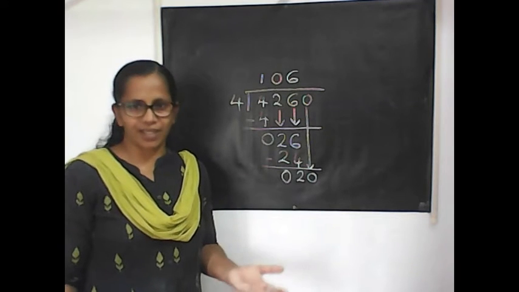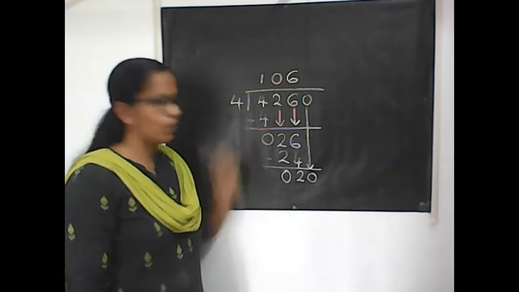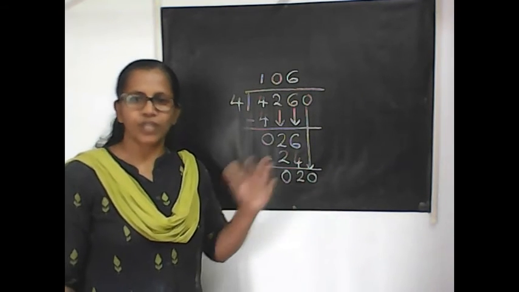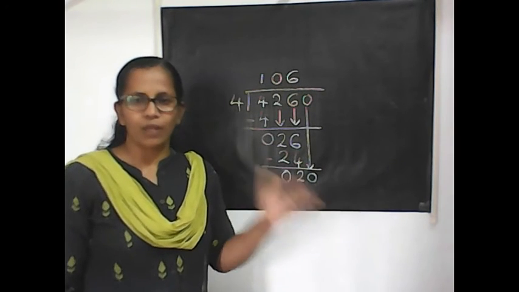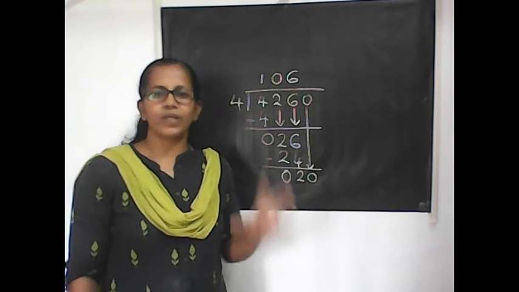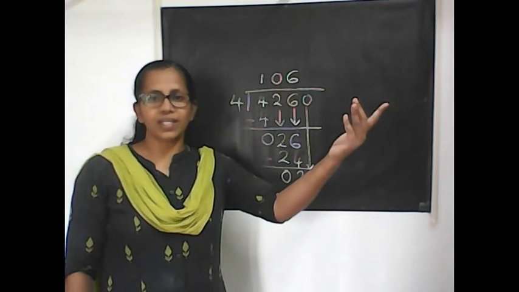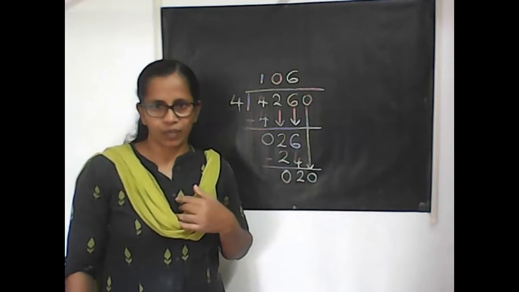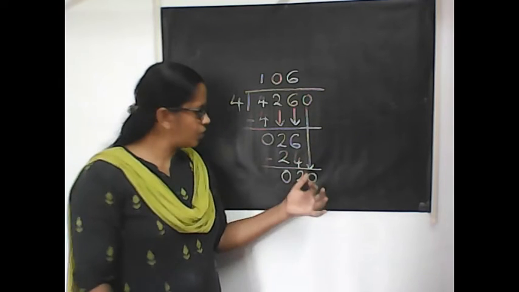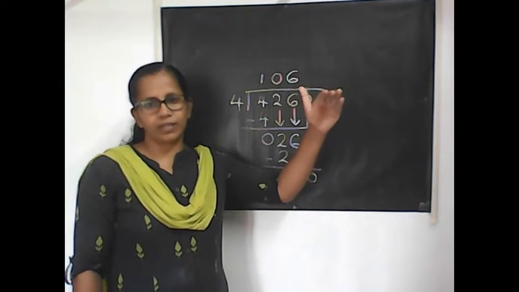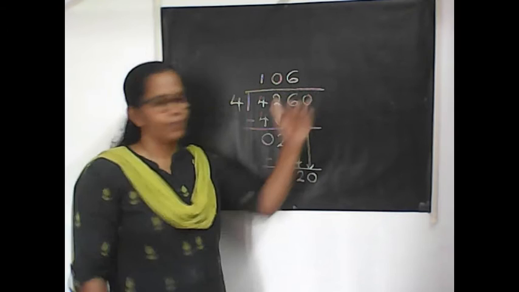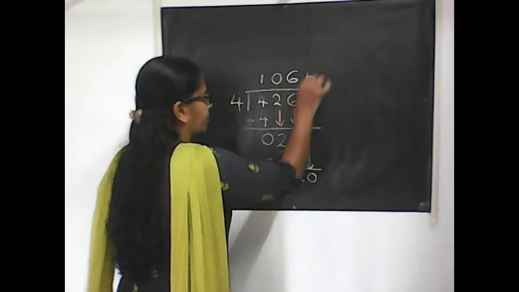How many times can I take? For that, say the table of 4. 4 1s are 4. 4 2s are 8. 4 3s are 12. 4 4s are 16. And 4 5s are 20. 4 6s are 24. If I want to take 6 times, I should have 24 toffees. Since I don't have 24, I have only 20, the number just above that is 5. 5 times. So write that 5 there.